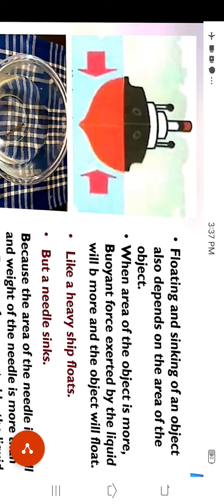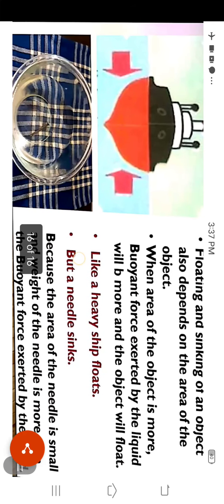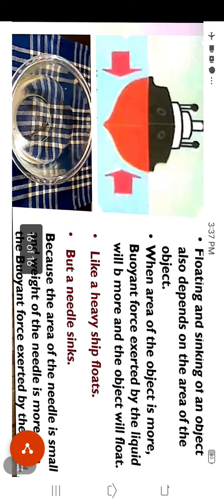So dear students, I have already told you about this, why a heavy ship floats on the water, and why a very small needle sinks in the water. Do this and find out. Do this experiment in groups of 4 friends. Each group will need a big pot filled with water and the things listed in the table. Put each thing one by one in water and observe. Write your observation in the table given on the next page.